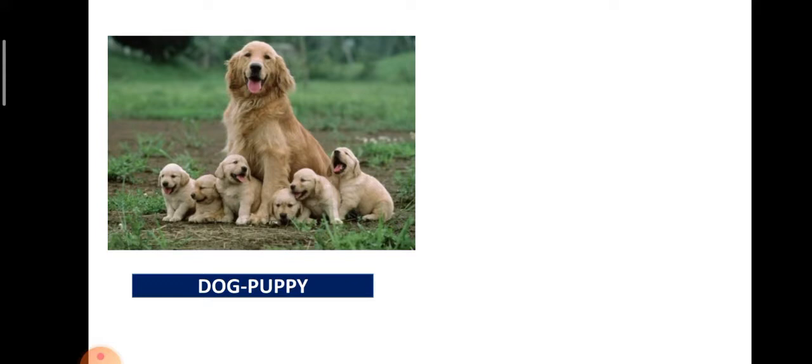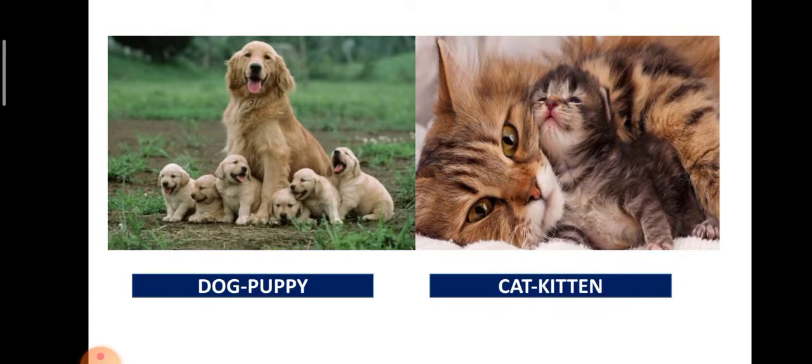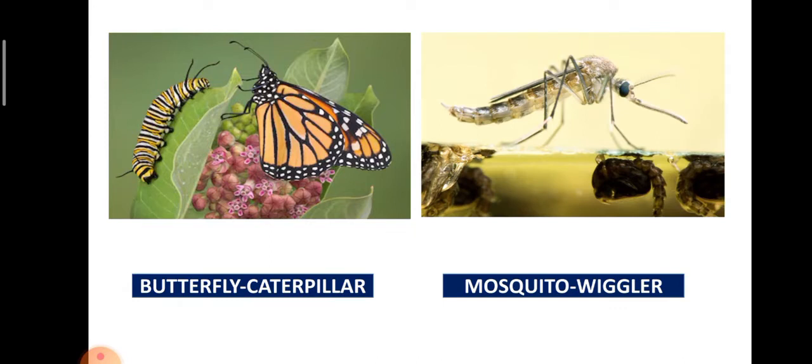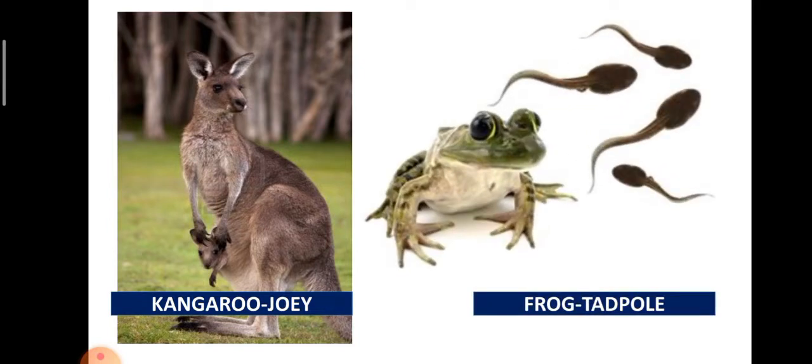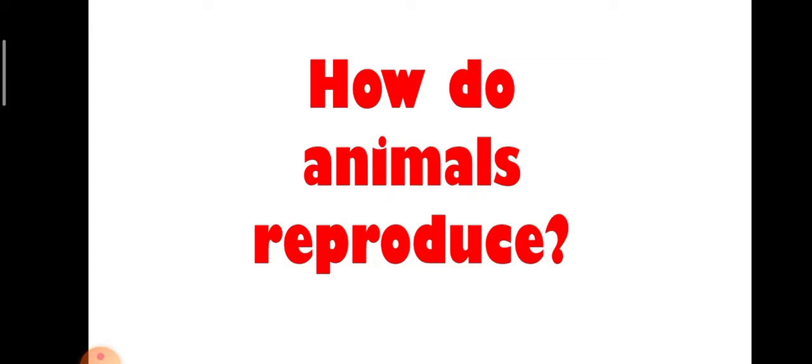So we have dog and its puppies, cat and its kitten, butterfly with its caterpillar. We also have mosquito with its wiggler, kangaroo with its joey, frog with its tadpoles, horse and its foal, and goose with its goslings. Question: how do animals reproduce?